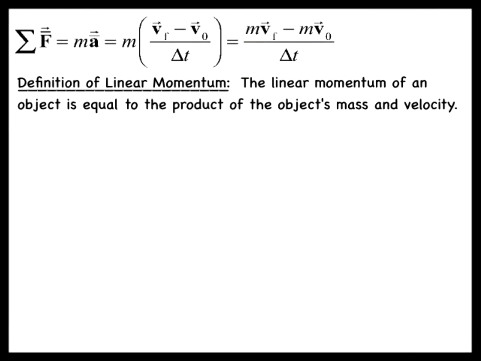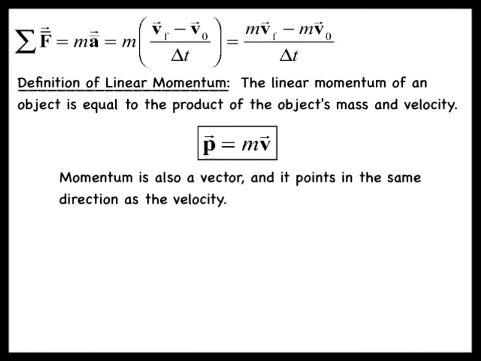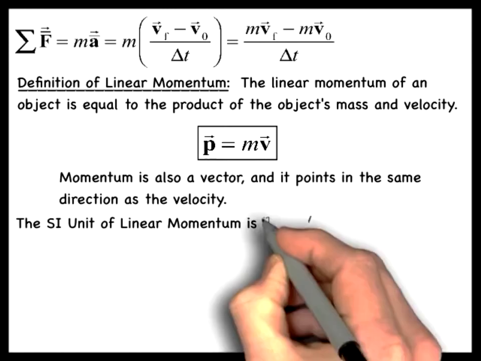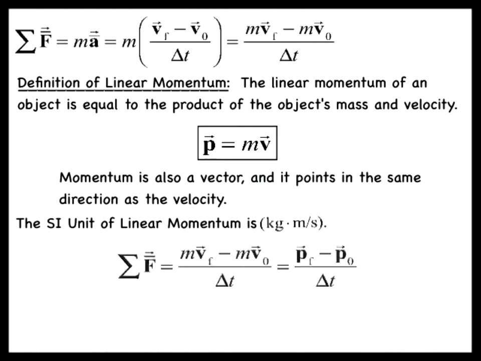We represent it with a lowercase p, and it is a vector quantity that is equal to the product of an object's mass and velocity. It points in the same direction as the object's velocity vector, and it has SI units of kilograms meters per second. In terms of momentum then, Newton's second law is written as the net average force is equal to the change in momentum of the object divided by the change in time.